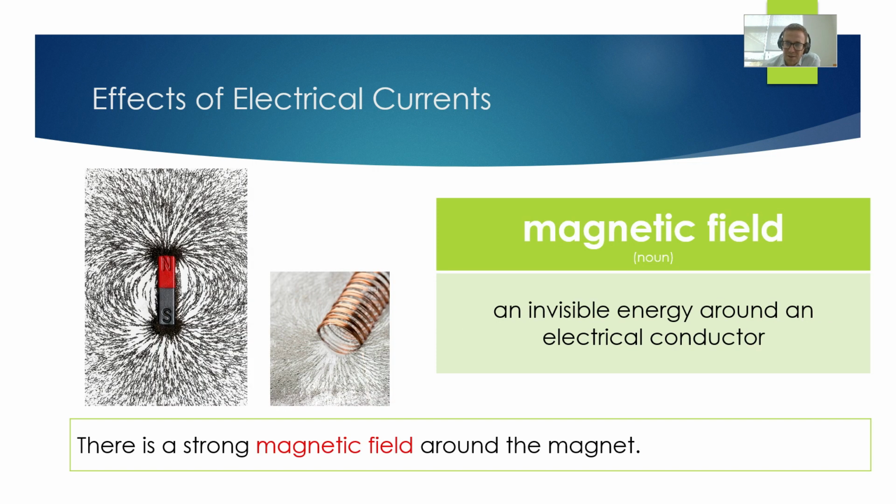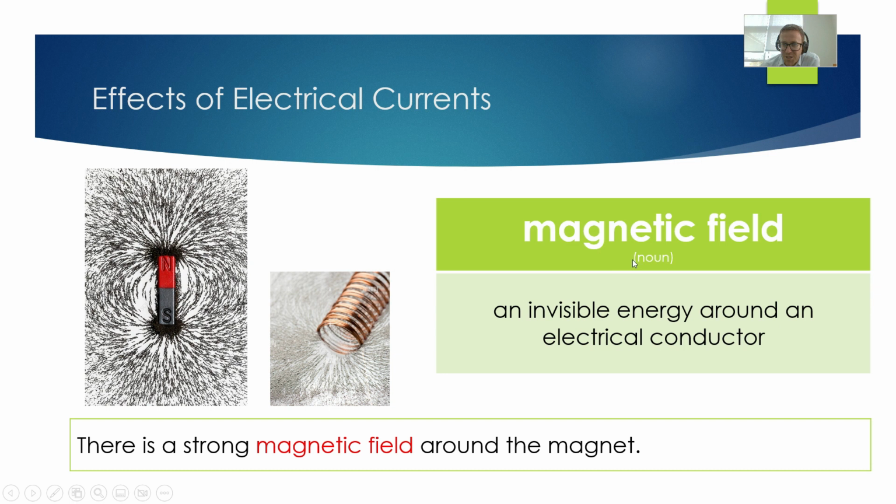Magnetic field. This is the invisible energy around an electric conductor. So in the pictures I'm showing you that these little pieces of metal, we call them filings, are attracted to these other materials here. This is because of a magnetic field. They're pulled close to it. So, for example, there is a strong magnetic field around the magnet. In this picture we have a magnet, in this picture we just have a conducting piece of material. So you can have two types of the magnetic field here.